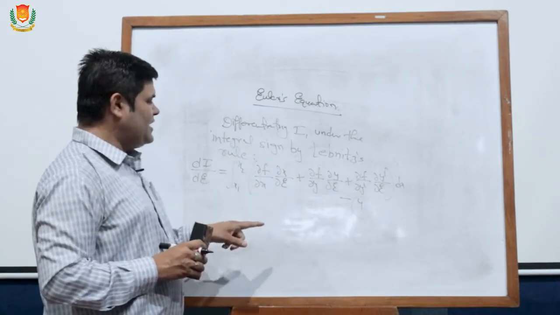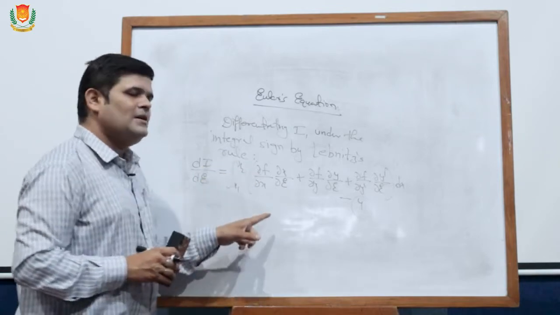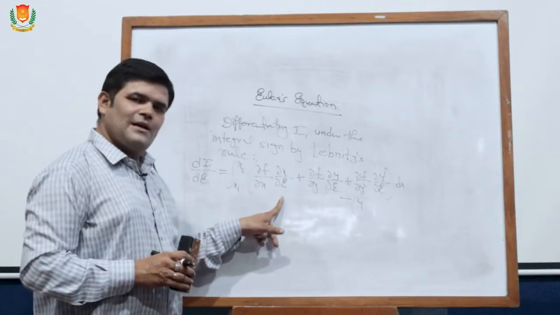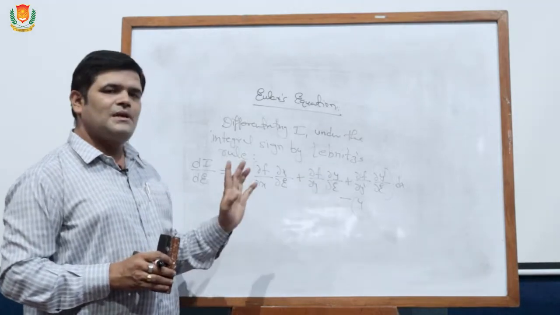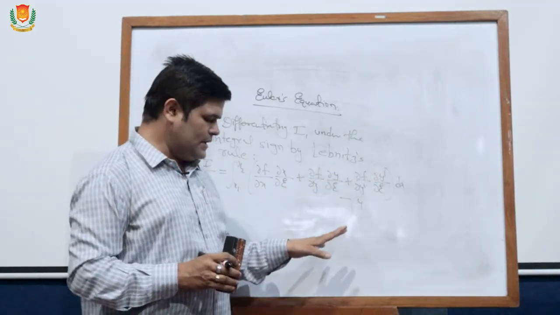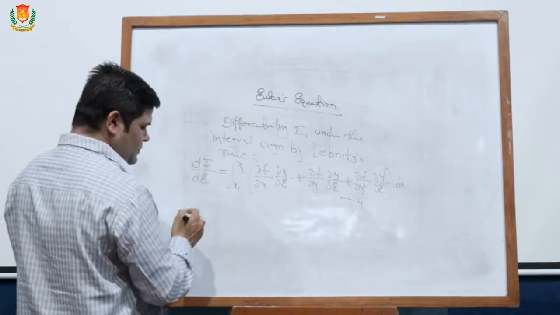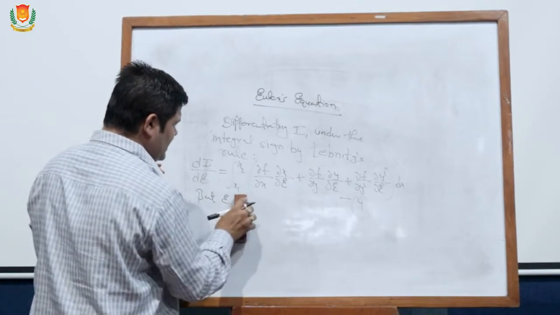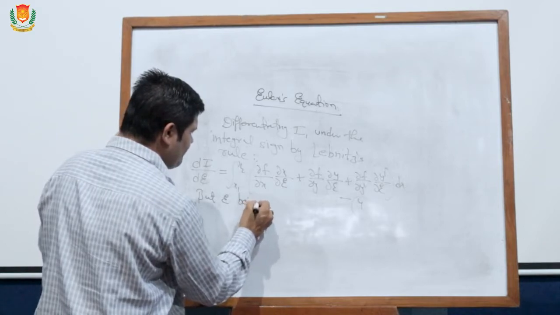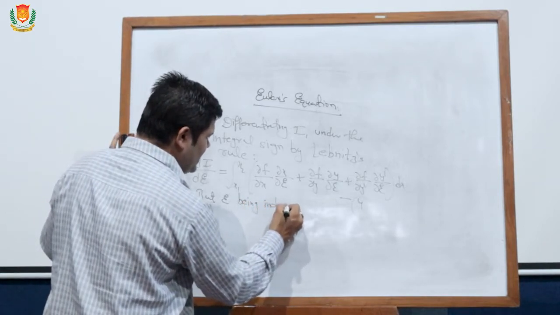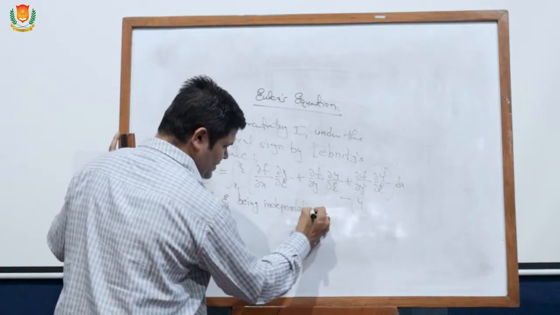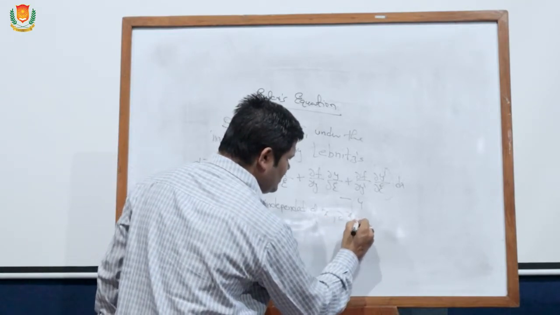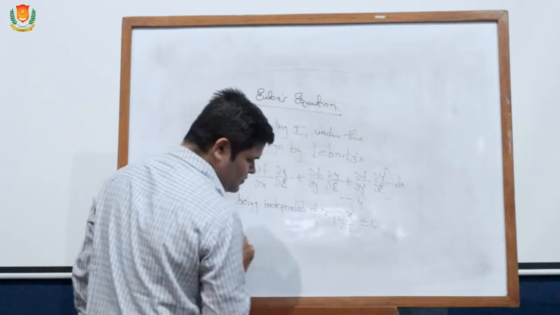When we differentiate f with respect to epsilon, it is not direct, it is by the chain rule: del f upon del x times del x upon del epsilon, del f upon del y times del y upon del epsilon, and del f upon del y dash times del y dash upon del epsilon. But this epsilon being independent of x, del x upon del epsilon equals 0.